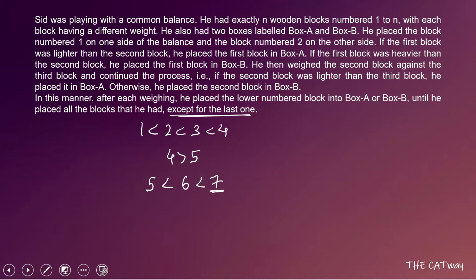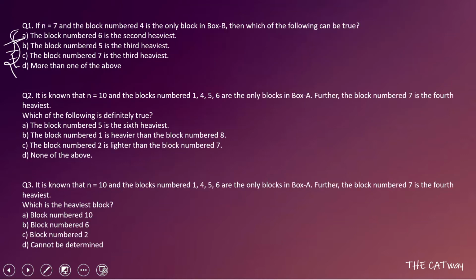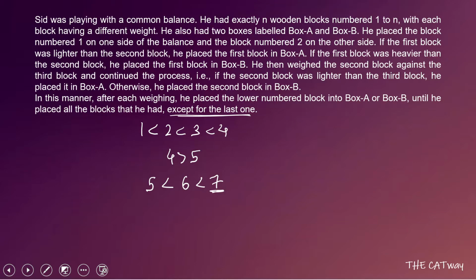Okay, according to the options we'll identify it. Now the first option says that block number 6 is the second heaviest. How can block number 6 be the second heaviest? The only possible case is that if 7 is the heaviest, then there comes 6.